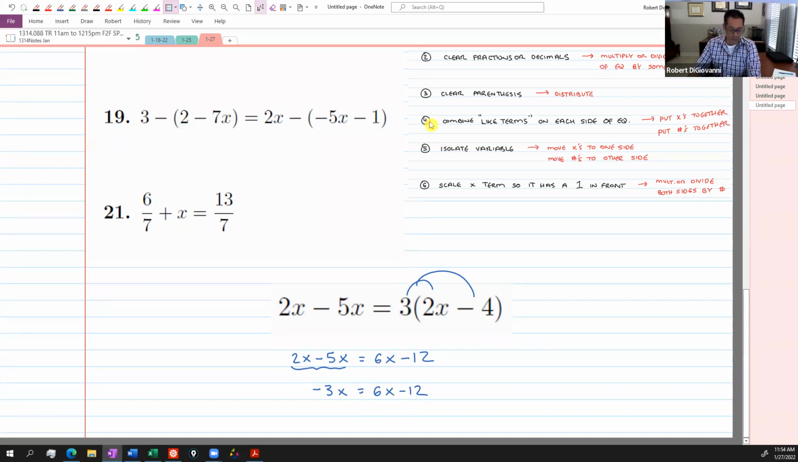So I've done step 4. Step 5, isolate the x. So I'm going to decide, you have different choices here. I'm going to subtract 6x from both sides to get it off the right-hand side. And when I do negative 3x and I take away 6x, that leaves me with negative 9x equals the right side, which is now negative 12.